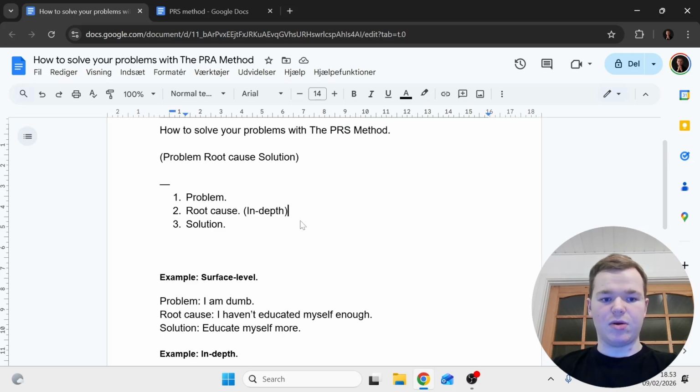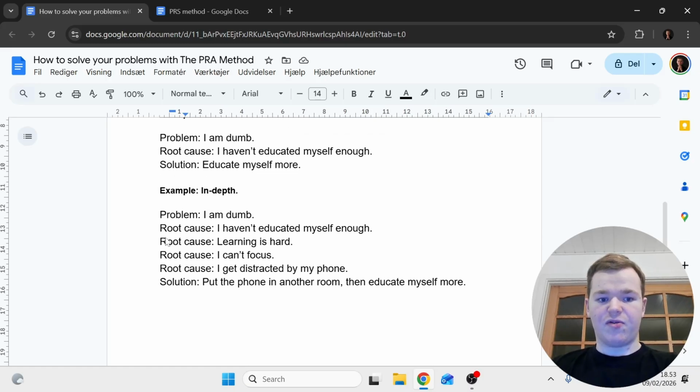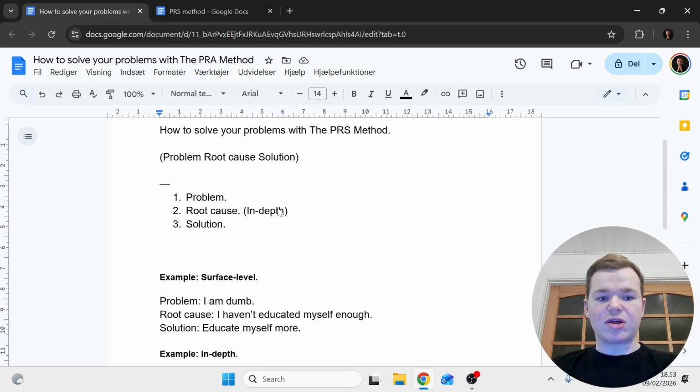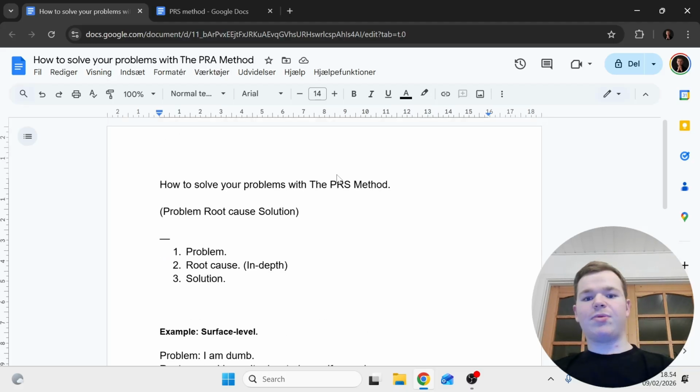PRS method right here. You acknowledge the problem, then you come to the root cause and you go in depth by asking for the root cause, for the root cause, for the root cause. So root cause here, root cause for that, root cause for that. You get the point. So that you can essentially get to the right solution after going super in depth as much as you possibly feel is necessary. So that is the PRS method.